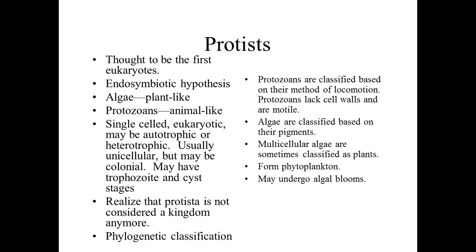All right, the protozoans, the ones that are more animal-like, they're classified based on how they move. So we're going to talk about four main groups of protozoans in a few minutes, based on the different ways that they can move. Protozoans are more animal-like. They don't have cell walls. They can move. They're motile. Motile just means able to move.